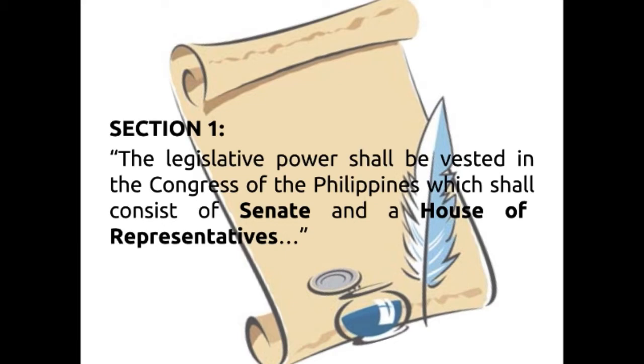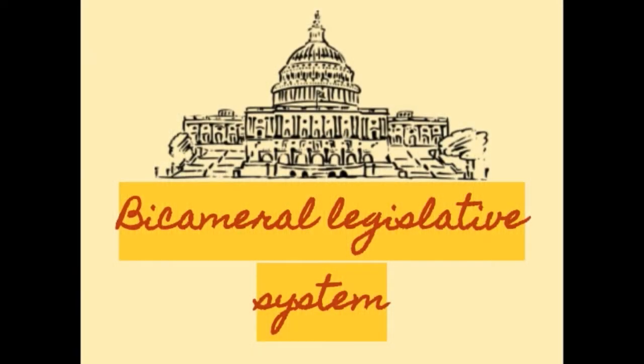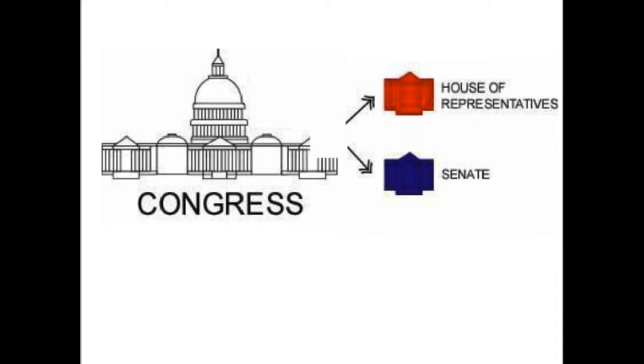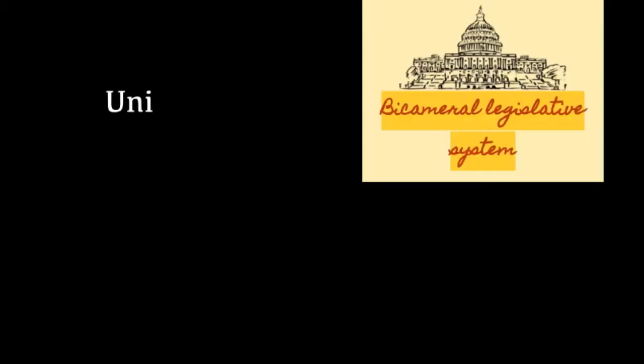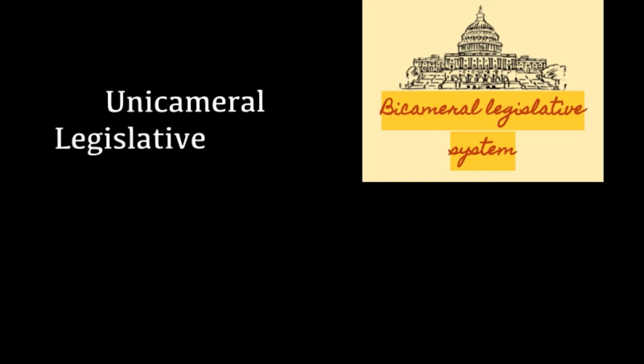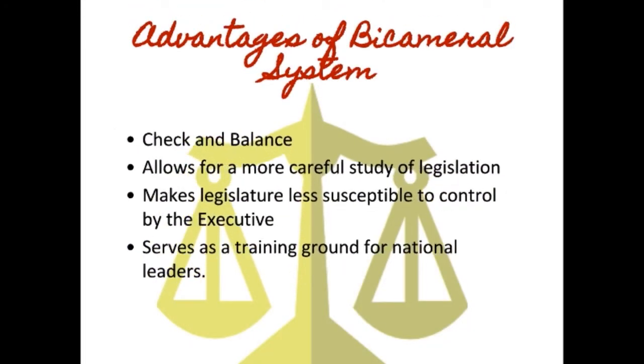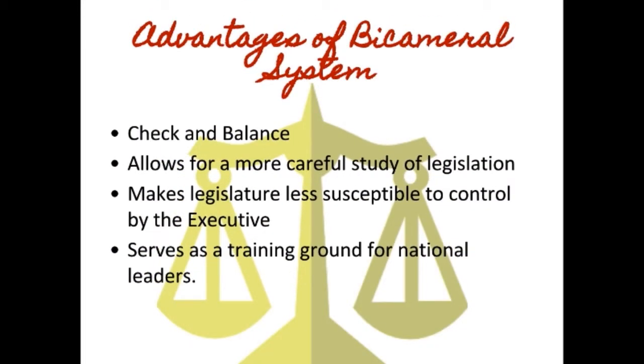Here we have Section 1 of Article 6, and from this provision we can already tell that the state adopts a bicameral legislative system, meaning we have two branches or chambers in our legislative body. The counterpart of this is the unicameral system, which I will discuss in a bit. So what exactly are the advantages of a bicameral legislative system? Here we have a list, which is pretty straightforward, so you can just go ahead and pause this video if you want to make notes.